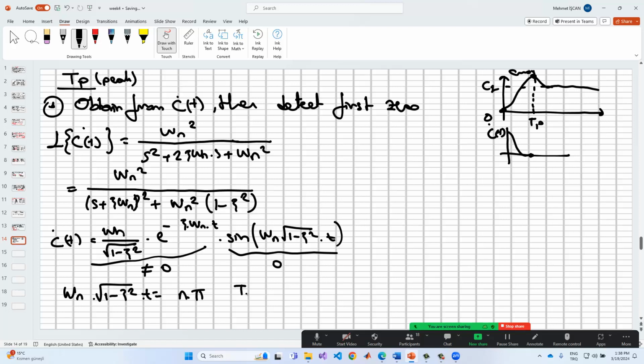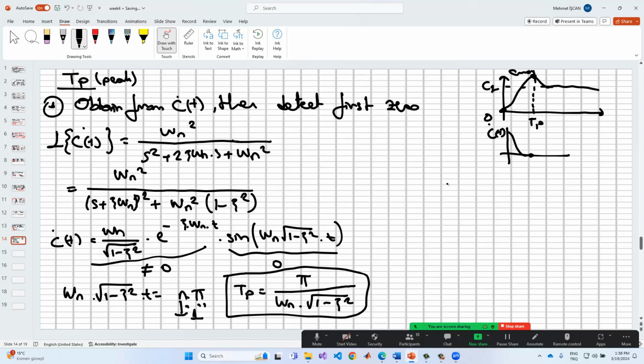So the peak time can be inferred from this notation: omega n times square root of one minus zeta square, which is our form for the general second order systems. This t is assigned to the t peak, and n must be taken as 1, because it's the first derivative. This is the general formulation for obtaining the t peak time based on the omega n and zeta values. Do you understand how we can derive this equation?